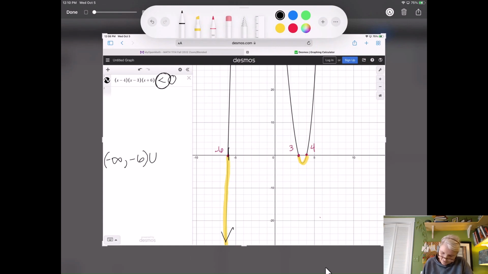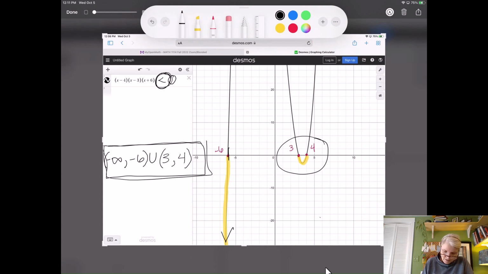We've got our union. We move across our x-axis until we run into our next interval. Here, the left boundary is 3, and we go across, and our right boundary is 4. Again, there's no equal sign, so neither 3 nor 4 are included in the solution set. It's just everything between them. So we will use parentheses. So here is the solution set in interval notation for our inequality.